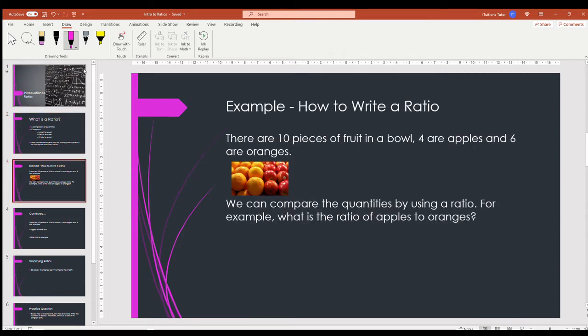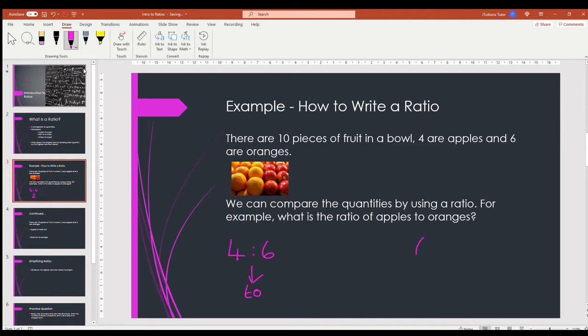Let's look at an example. We have a bowl of apples and oranges. There are 10 pieces of fruit altogether. 4 are apples and 6 are oranges. We can compare the quantities using ratios. For example, what is the ratio of apples to oranges? We would write this as 4 to 6 because we have 4 apples and 6 oranges. We use the colon to represent the word to.